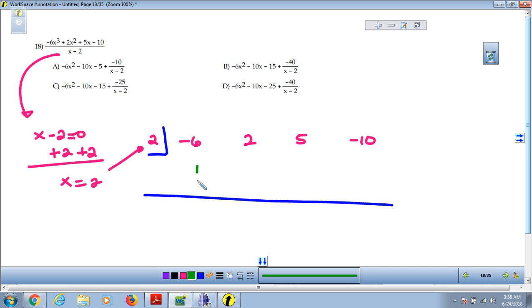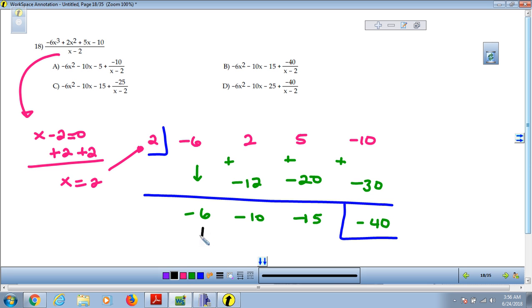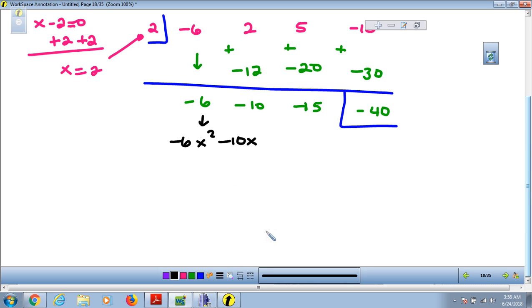So then here I bring down this number. It's going to be 2 times -6 is -12. You add this to -10. 2 times -10 is -20. You add this to -15. 2 times -15, -30. You add this to -40. So -6x to the second minus 10x minus 15 minus 40 over x minus 2.